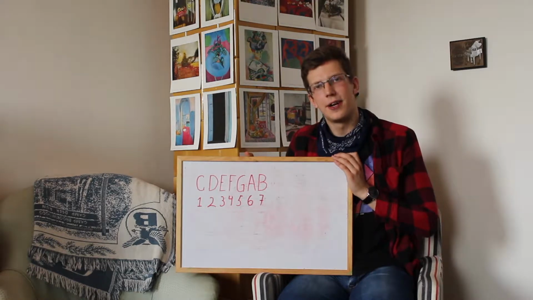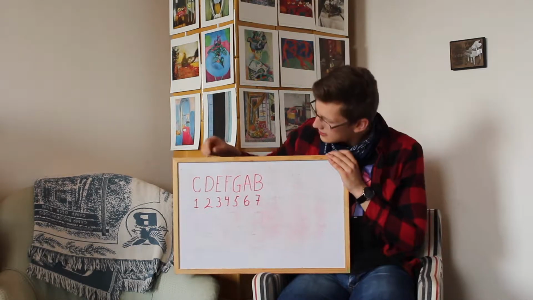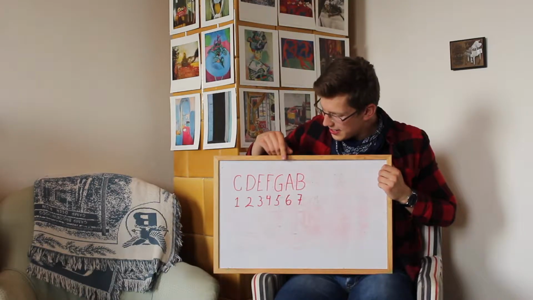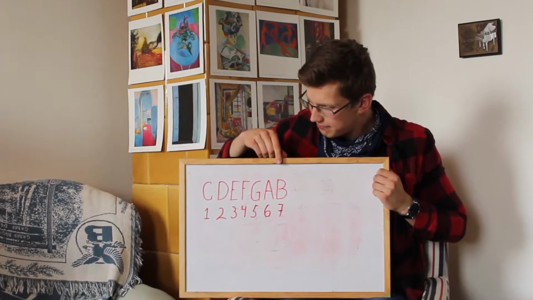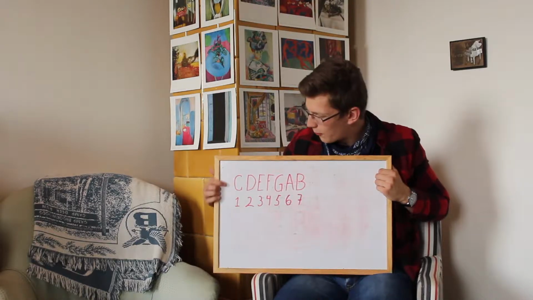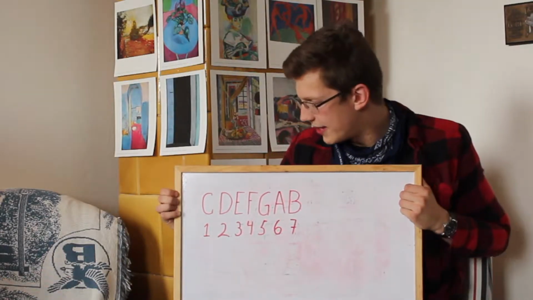In each key, there are 7 chords. In the key of C, for example, there's C, D, E, F, G, A, and B. And we assign a numerical value to each one of them. So 1 is C, 2 is D, and so on and so forth.